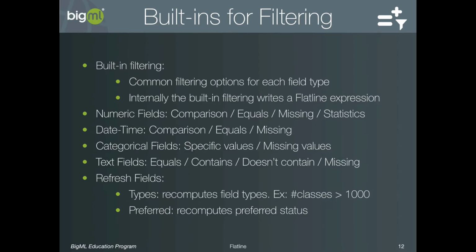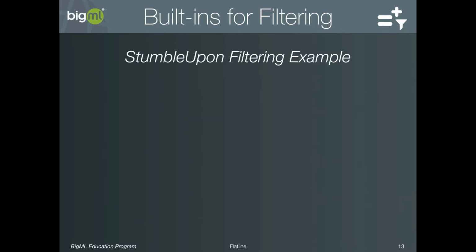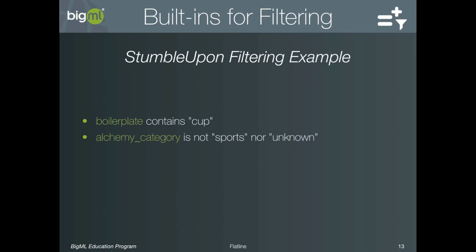In a similar way, you can force a refresh of the preferred status for each field. So let's see an example using the StumbleUpon dataset. We will create a filter which separates the rows that match the boilerplate containing the word cup, the alchemy category is not sports nor unknown, and the alchemy category score is greater than or equal to 0.7.